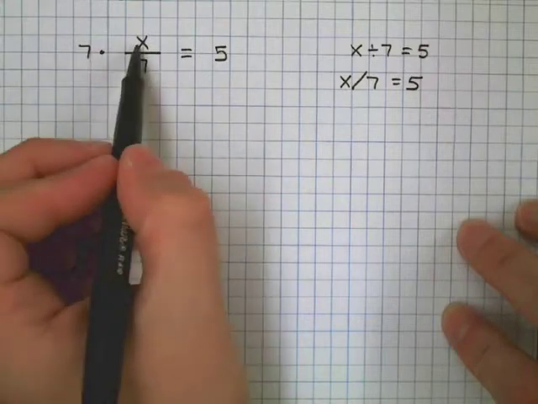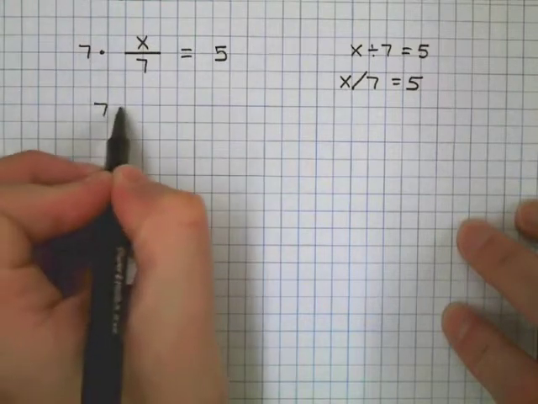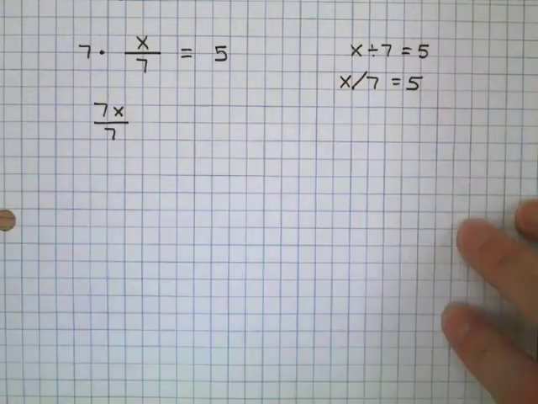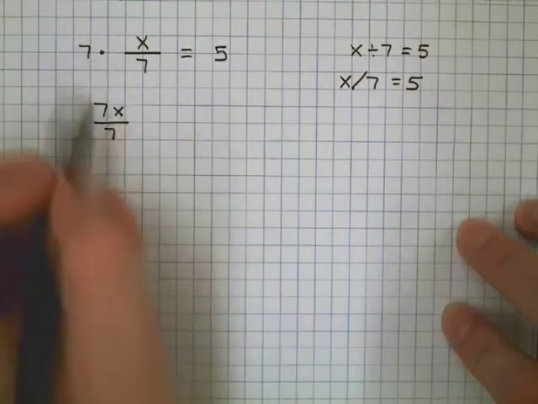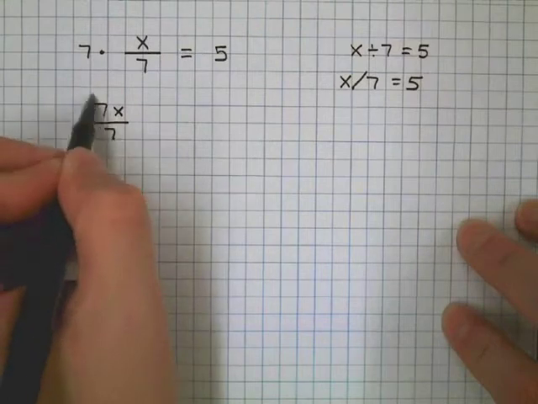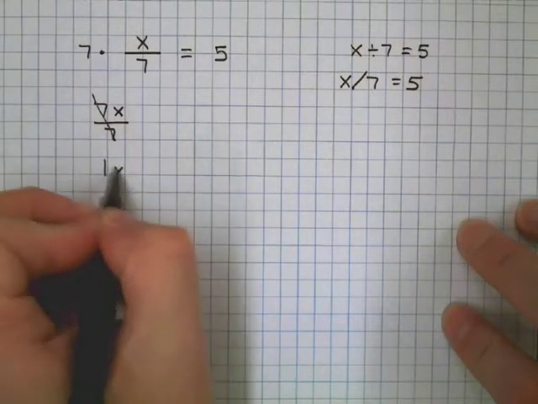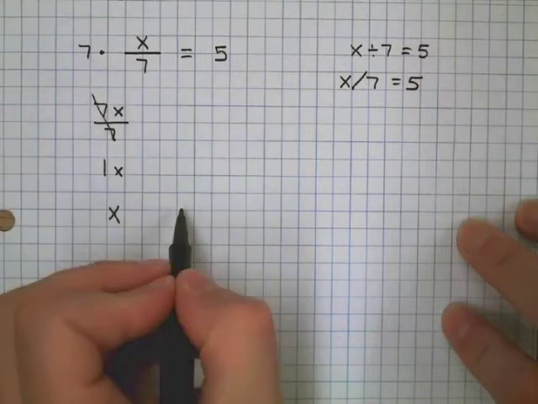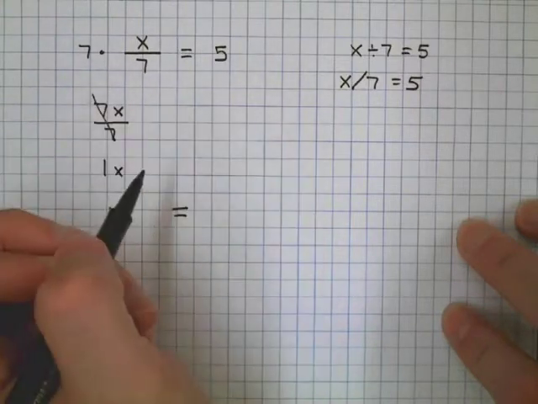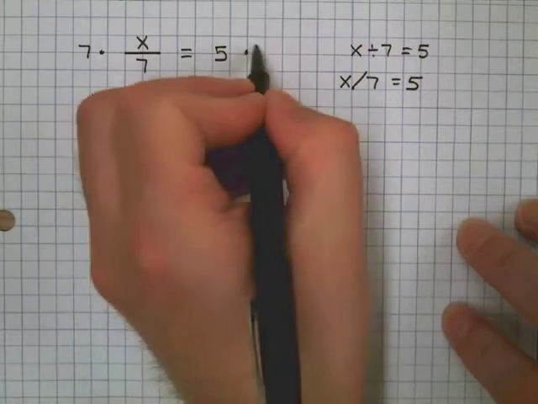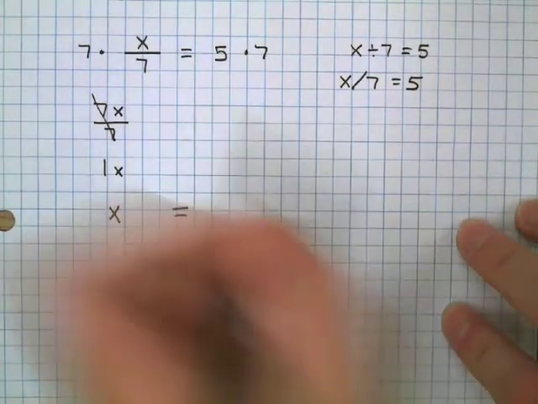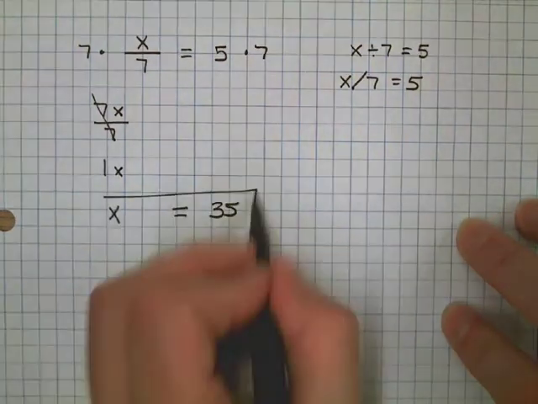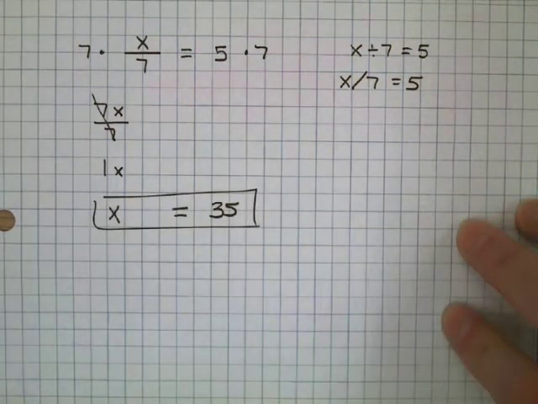So I end up with 7 times x being divided by 7. If I multiply that out, 7 divided by 7 is just 1, so it's the same as saying 1 times x, or x. Now if I do it to one side, I have to do it to the other to keep it in balance. So I'm going to multiply this other side by 7. And 5 times 7 is 35. And so x is equal to 35.